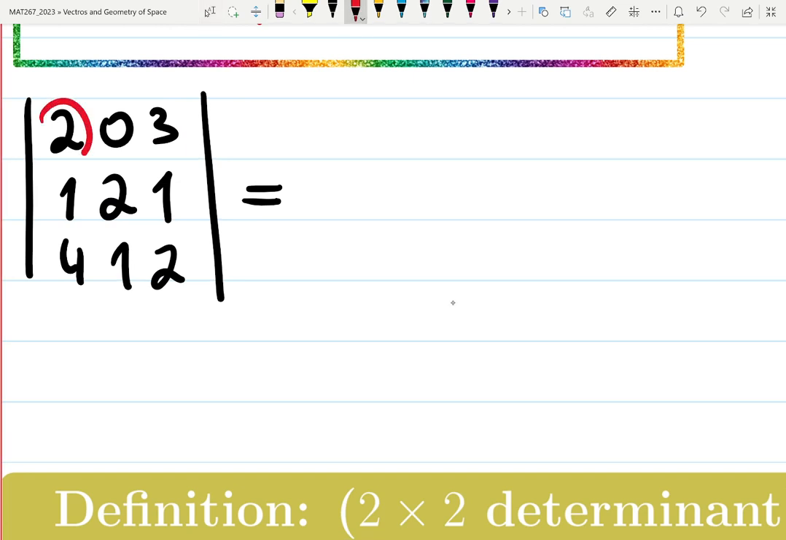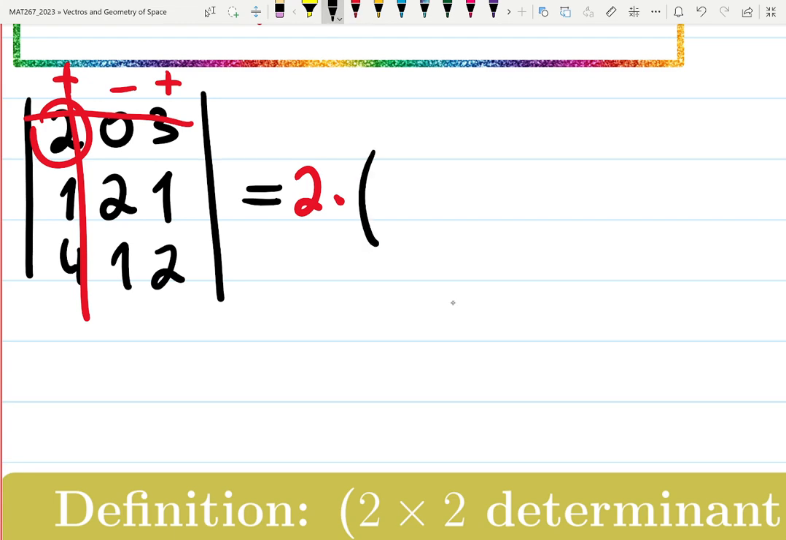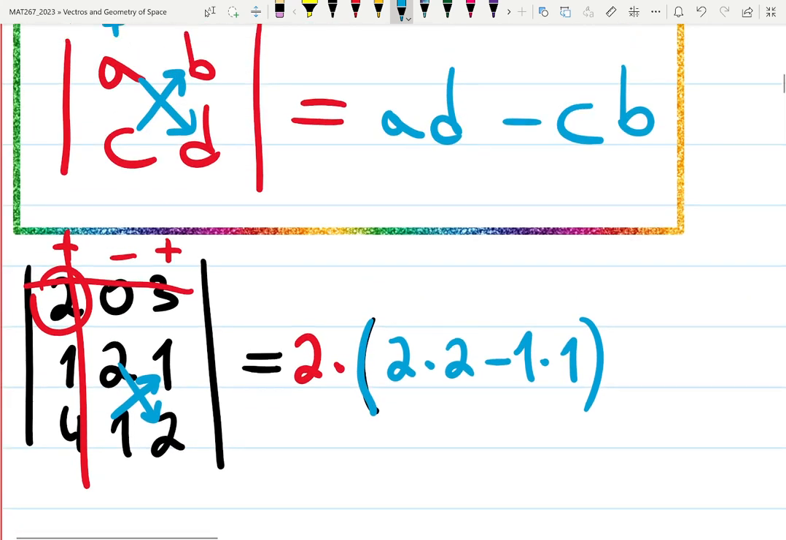So I'm putting plus, minus, plus, not to forget. 2 is multiplied by, I'm visualizing with my hands. Usually people use a finger. They close the column, and then they close the row, and they see 2, 1, 1, 2. And instead of writing it down, they actually do the cross product now. 2 times 2 minus 1 times 1. Does it make sense? That is using this formula I just did.